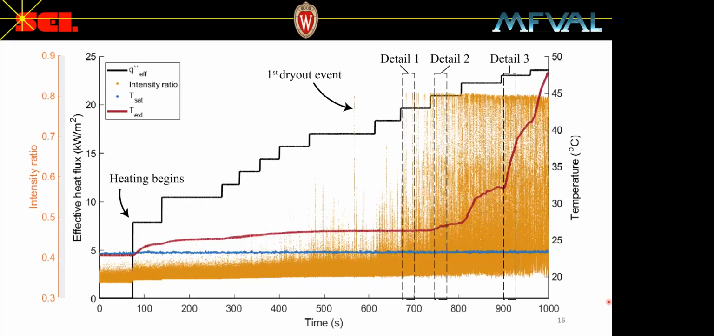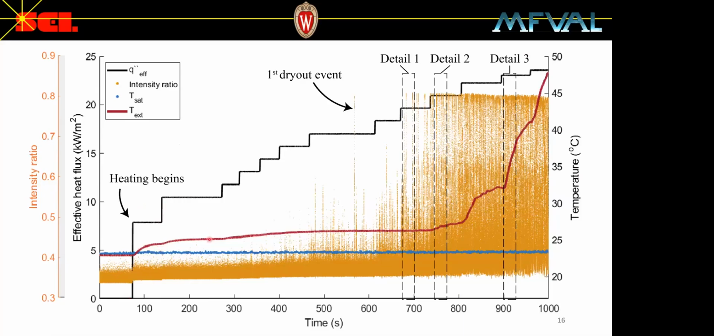In this case, heating begins at around 80 seconds and is indicated here as the spike in intensity rate, or as the step increase in heat flux, and then a response in the outer wall temperature. So after a few seconds, the exterior wall temperature reaches a new equilibrium, and then the heat is increased.